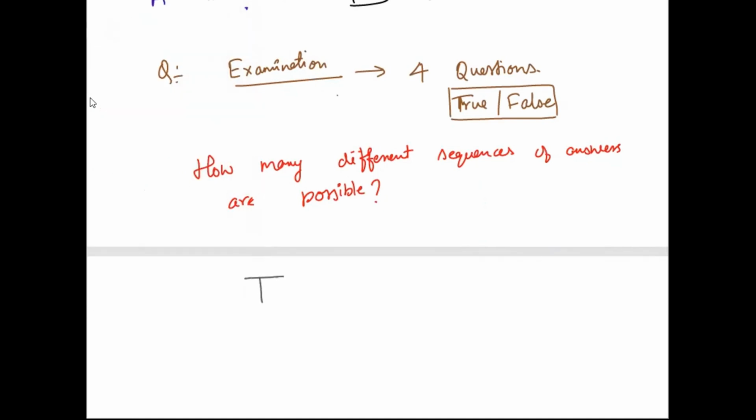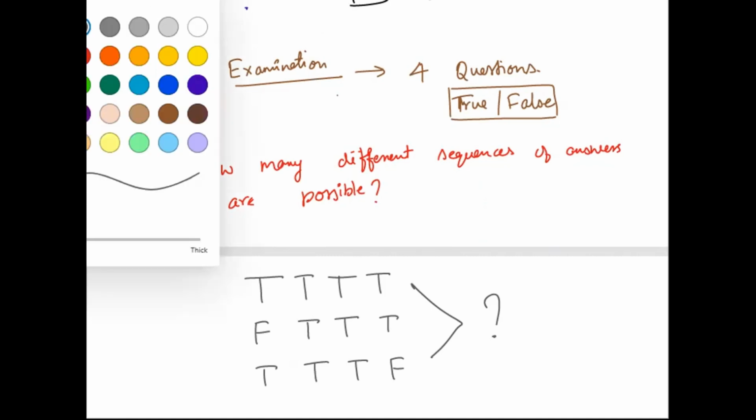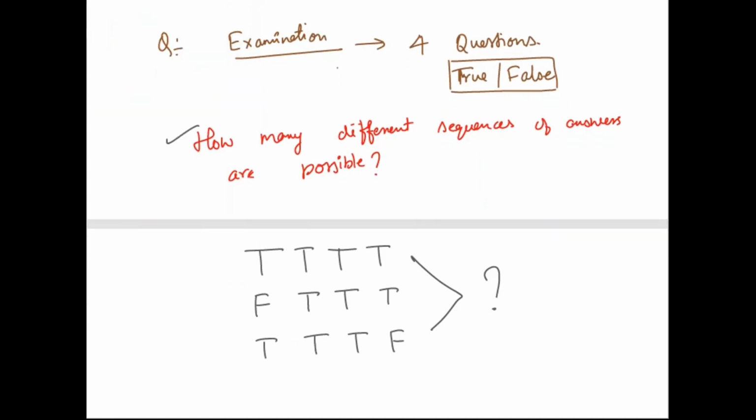So one of the possibilities could be one child could mark all the 4 questions as true, true, true, true. Or the first one is false, followed by true and true. Or he could have marked the first 3 as true, and the fourth one as false. So like this, how many such possible answers are there, right? So how do we answer this? As you can see clearly in this question, the keyword is not mentioned, which is arrangement or selection.